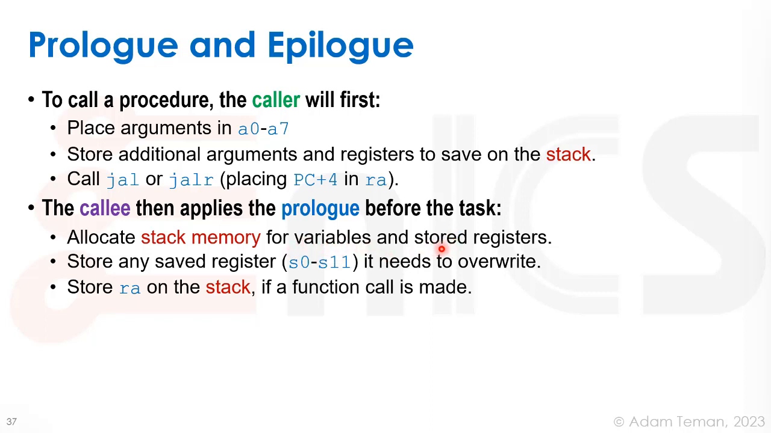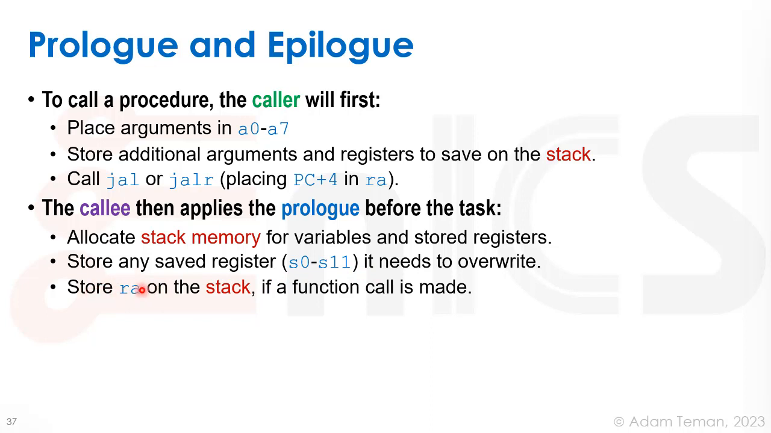And it knows if it's going to write over some of the saved registers that it needs to replenish for the caller at the end. So it also makes room for them inside the stack. Then it's going to store any of these saved registers. So if it needs to use S0 to S11 in some way, it needs to store them because it needs to replenish them at the end of the operation.